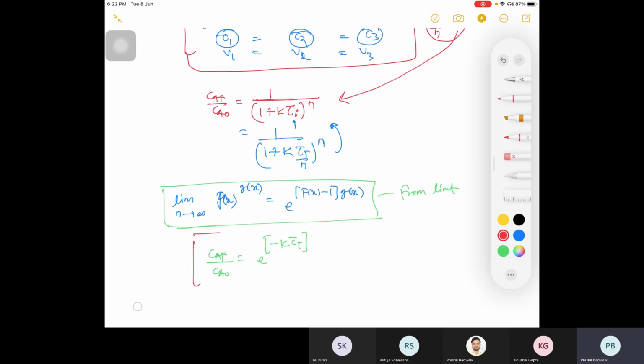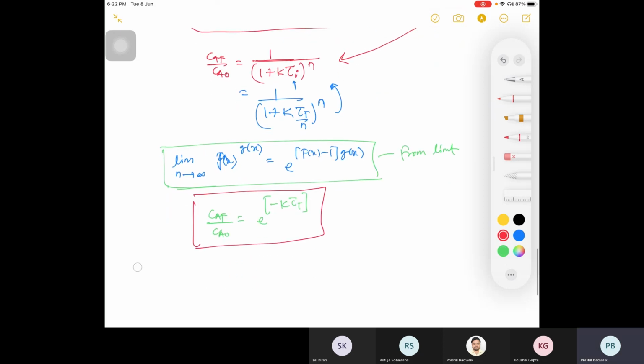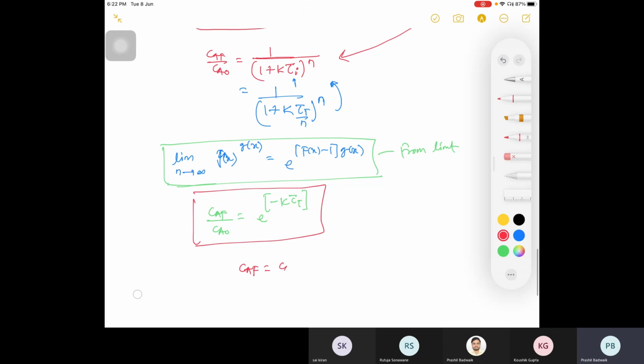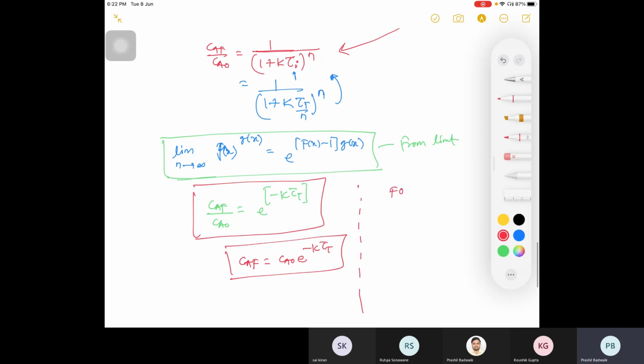Okay, now what is this equation telling you? CA final is equal to CA naught e to the power minus k tau total. Now if you remember, what was your equation for a first order reaction carried out in a PFR? CA final is equal to CA naught into e to the power minus kt. Right, I'll write simply CA is equal to CA naught e to the power minus kt, k tau or kt. This was your equation.